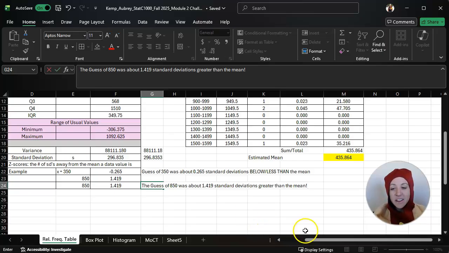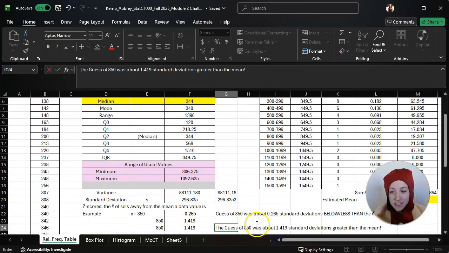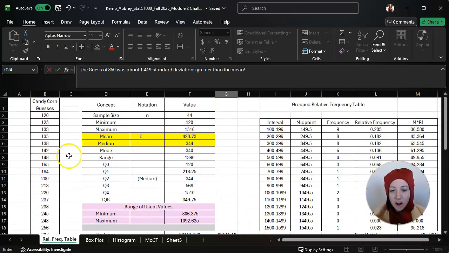All right, and then in another video, we're going to jump into actually analyzing and interpreting all of these things to talk about our data set and how it's distributed. And I'll reveal the real number of candy corns in that video too.